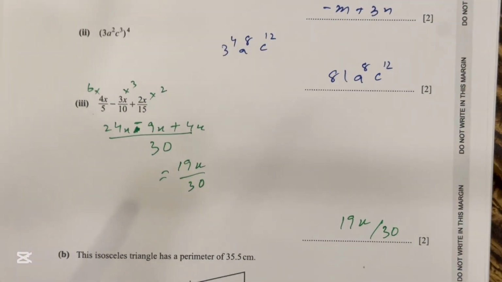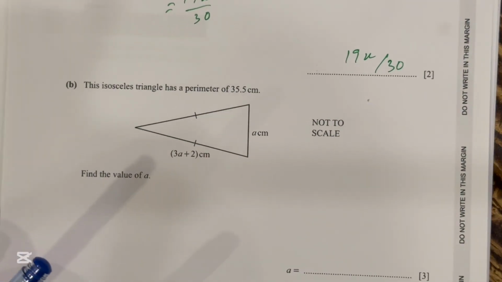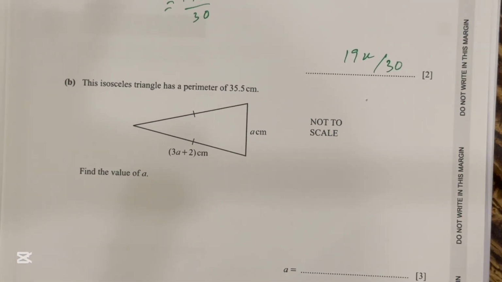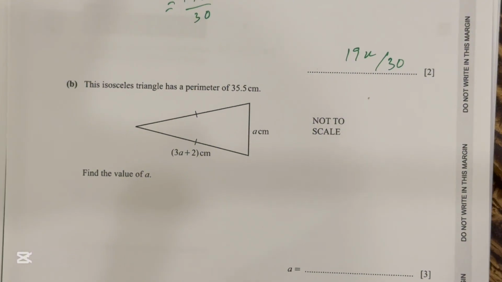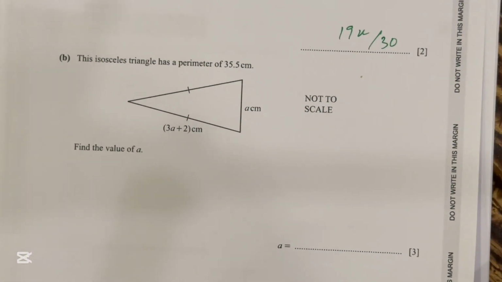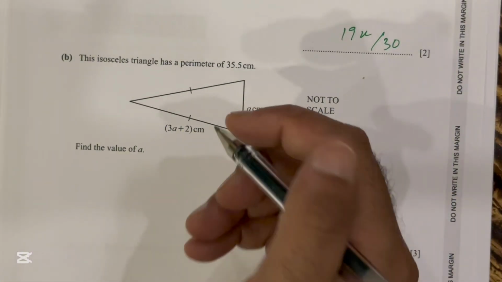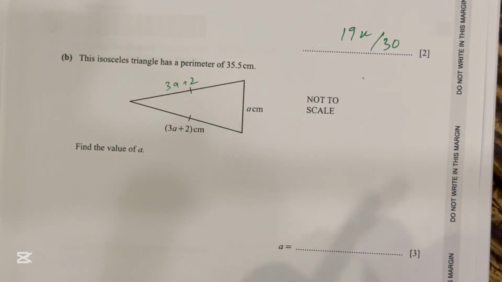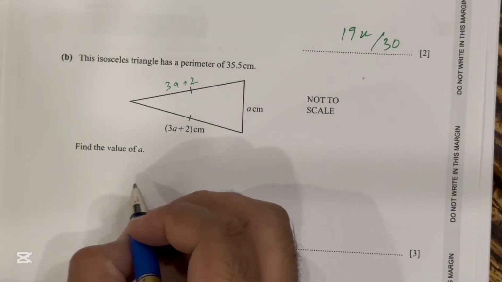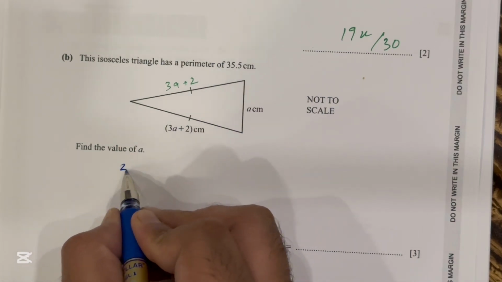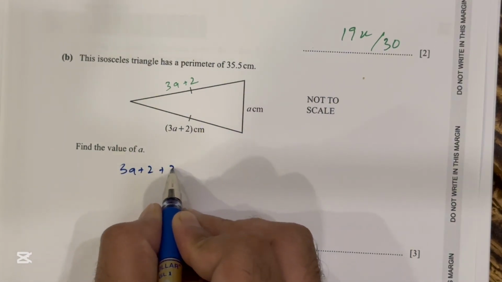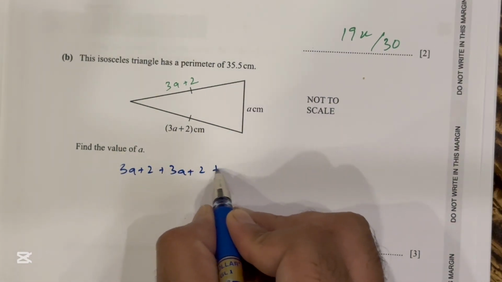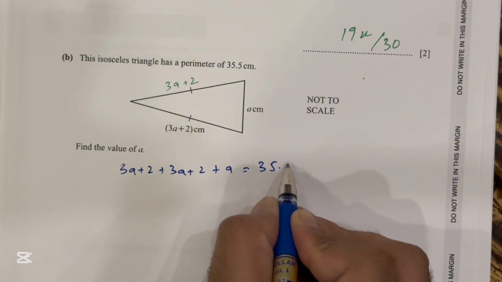Moving to B part: the isosceles triangle has a perimeter of 35.5 centimeters. Find the value of a. The perimeter is given. Isosceles means two sides would be the same. So if it's 3a plus 2, this would also be 3a plus 2, and the other side is given, that is a, and the total sum should be equal to 35.5. So you're going to add these values: 3a plus 2 plus 3a plus 2 plus a, that is equal to 35.5.